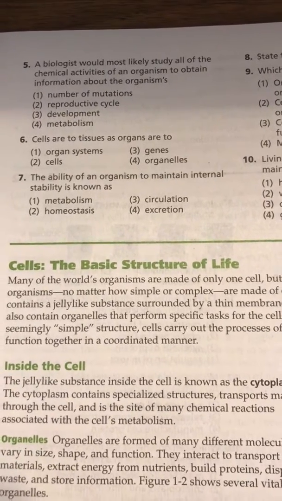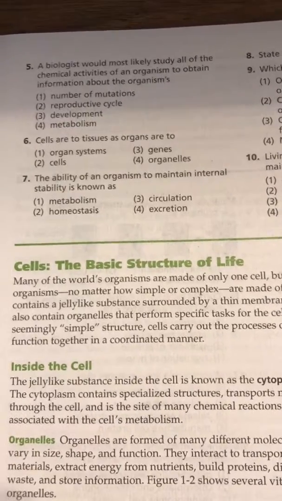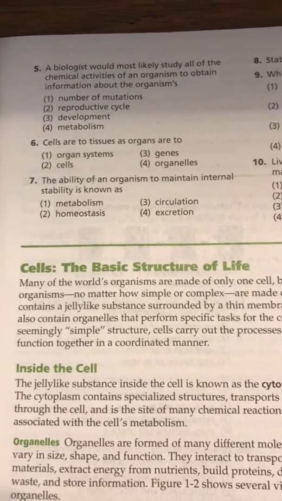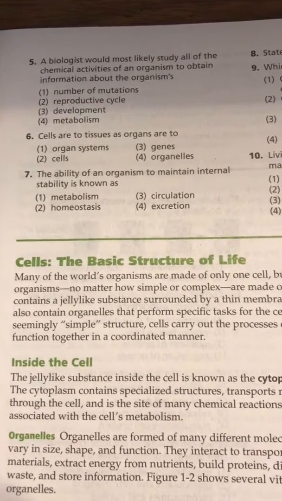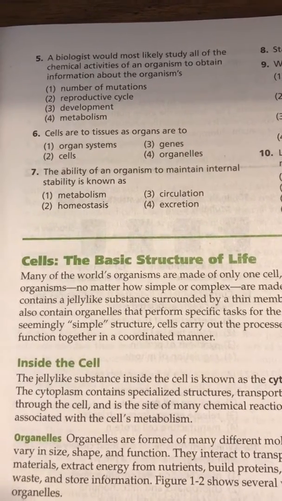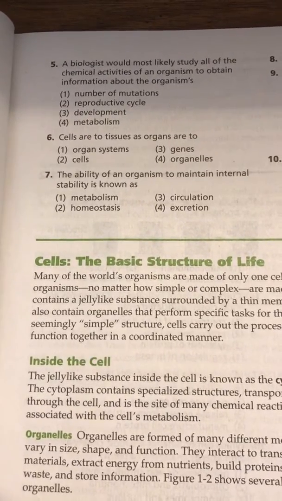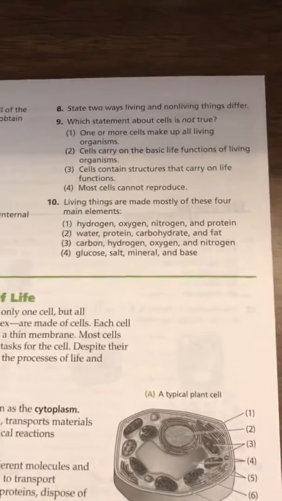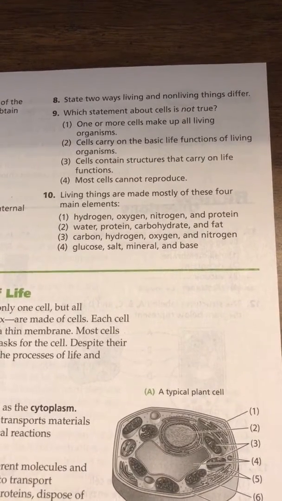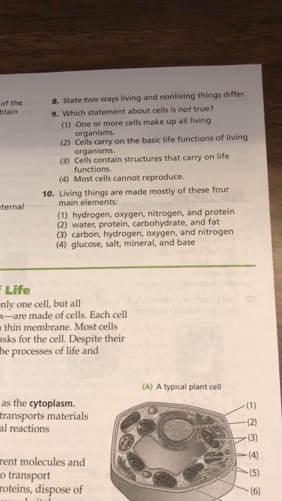Metabolism. Number 6, cells are to tissues as organs are to organ systems, cells, genes, or organelles. Number 7, the ability of an organism to maintain internal stability is known as 1. Metabolism, 2. Homeostasis, 3. Circulation, or 4. Excretion. Number 8, state 2 ways living and non-living things differ.